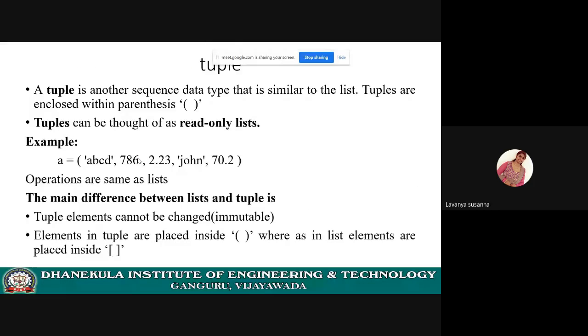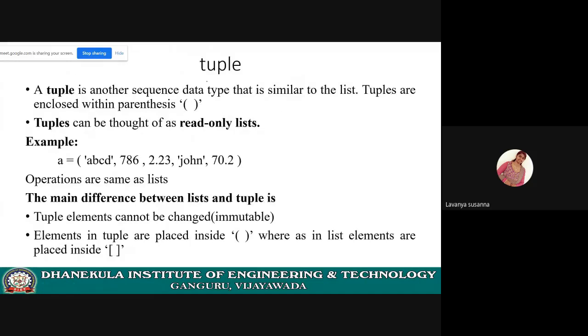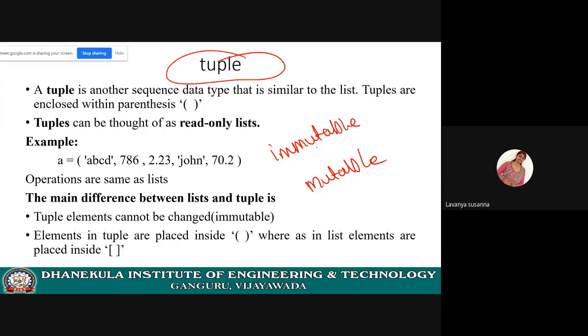Okay, next. Next is tuple. See this tuple, once again. In the previous class I said immutable and mutable, right? Tuple is an immutable data type. That means you cannot change it. It is only read only, just like list. It will store multiple values, just like a list.